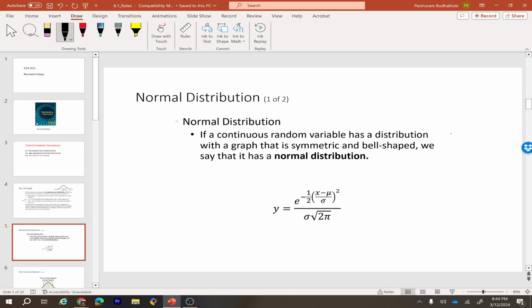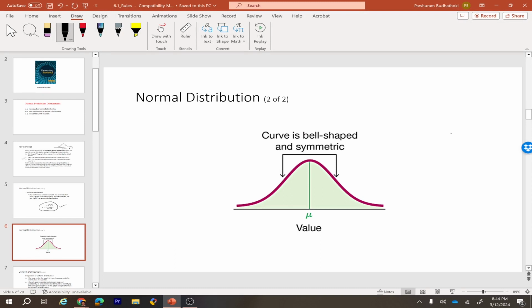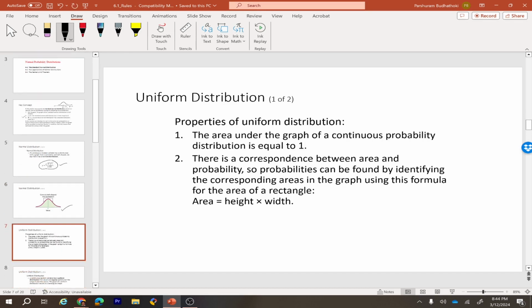The graph of the normal distribution can be plotted by using this function of x. If we plot that function, we're going to see this type of graph, which is a bell-shaped, symmetric graph. This is called the curve for the normal distribution.